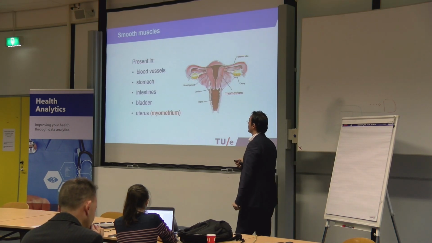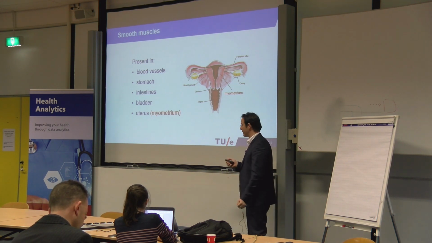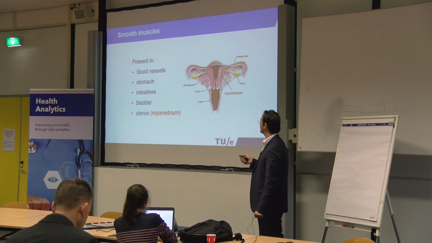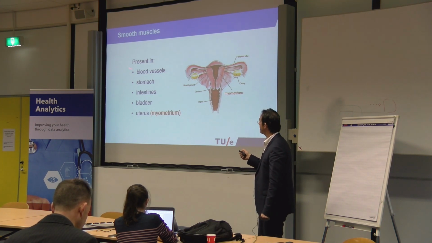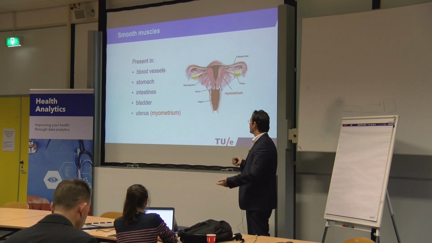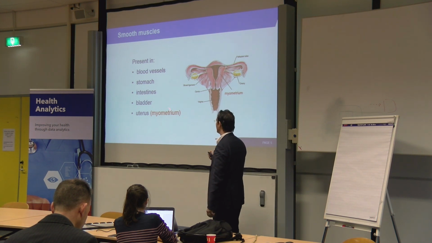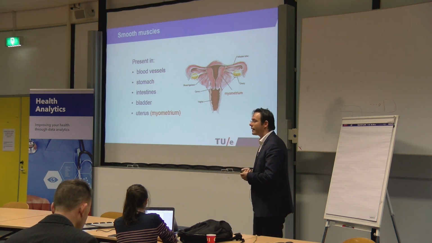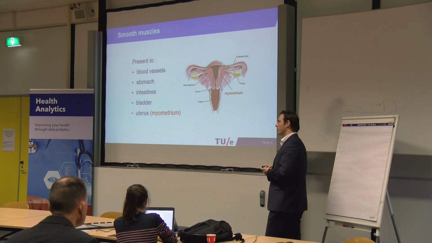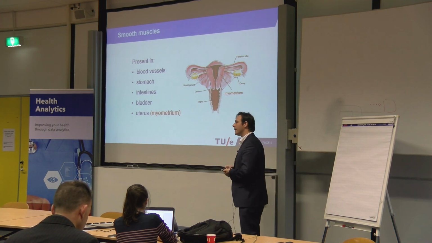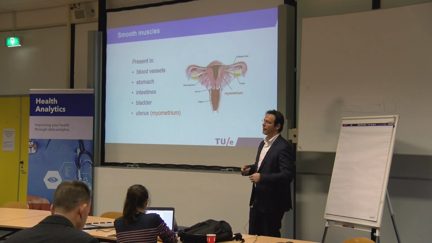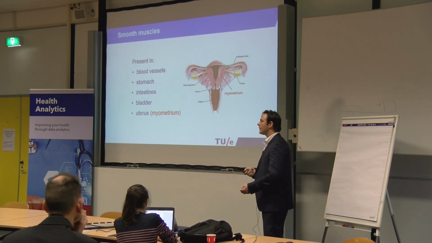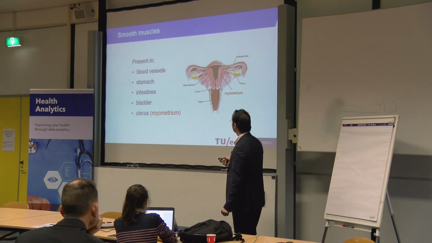So where are smooth muscles present? We will concentrate on the uterus, so the myometrium, which is the muscle of the uterus, but they are also present in the sphincters of blood vessels, stomach, intestine, bladder, and of course uterus. So quite a large set of muscles, and that is why understanding the activity of smooth muscles can be quite interesting. I think it opens up an entire field of applications and ways of generating data that are very useful to assess the physiological condition.